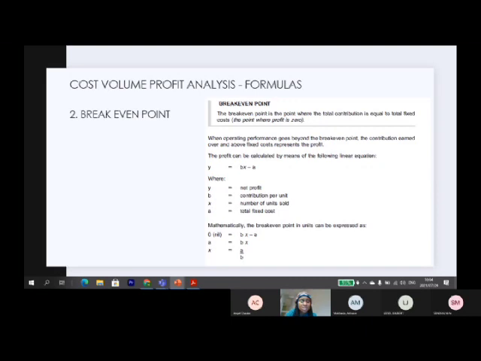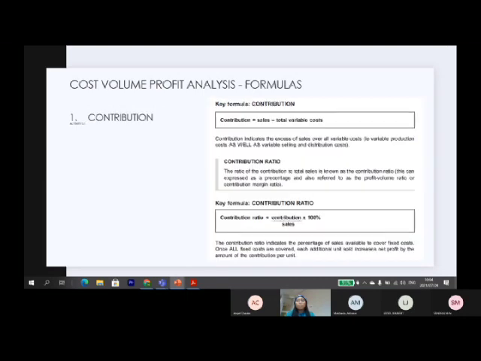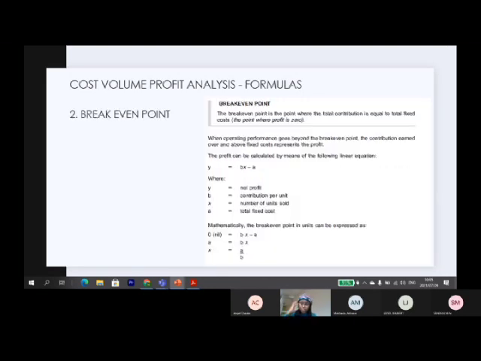The other one is the break even. We spoke about contribution. Contribution is mostly key when you are trying to see how much money you actually make after covering your variable cost. And also to say, can this sales cover my cost? So it's more sales orientated.